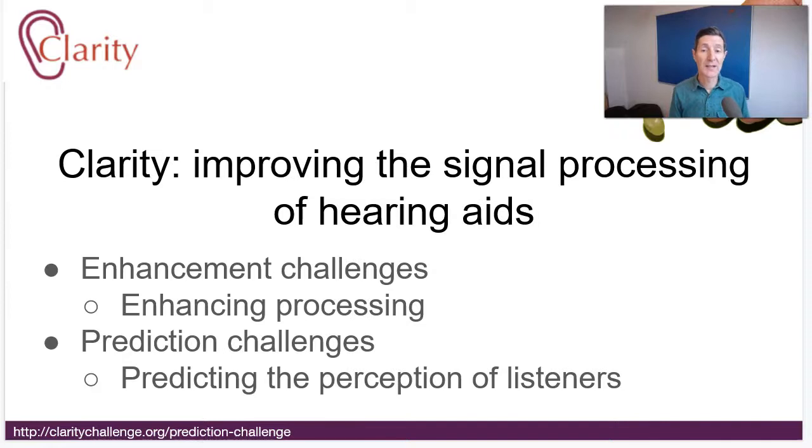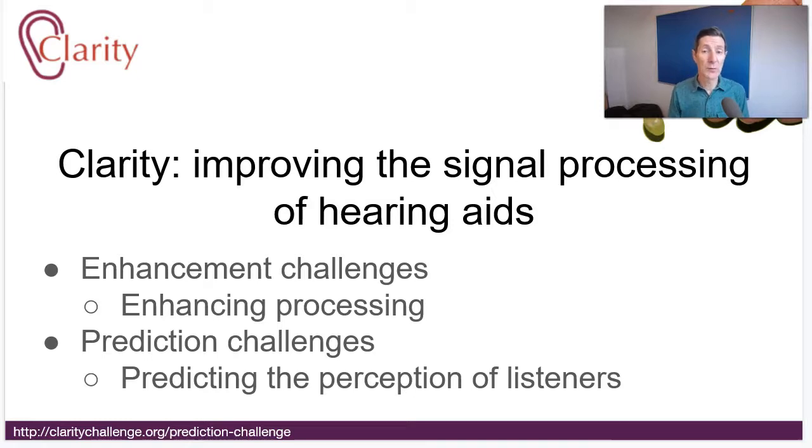Now the Clarity project is about trying to make better hearing aids, particularly it's trying to improve the signal processing that hearing aids do. And to that end we're running enhancement challenges where we challenge people to take some speech in noise and make the speech more intelligible, so that when people listen to it they can pick out the speech and get more words correct. And that's what we call the enhancement challenge, and that's been running. We've already run one, we'll run another one in the spring of 22 through to the summer.